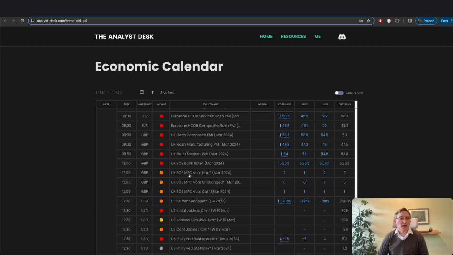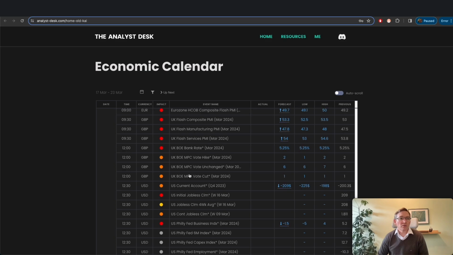Going into the end of the week as well, we've got the Bank of England's meeting. The last interest rate decision saw 2 members voting for a hike, 6 unchanged, 1 for a cut. It'll be interesting to see, have some of these more aggressive members, Haskell and Mann, pulled back from their hawkish outlook? Very unlikely that Mann has. I just wonder about Haskell. And what about these other members who are unchanged? Are they moving into the dovish camp?